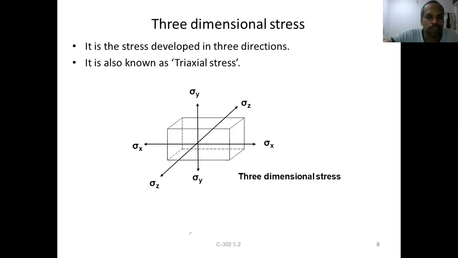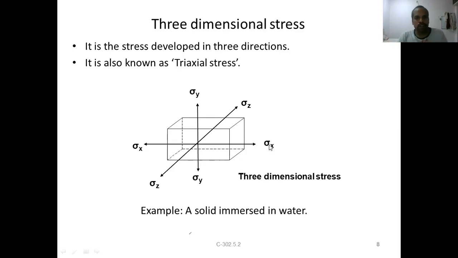Now let us see the third one, three-dimensional stress. It is the stress developed in three directions. It is also known as triaxial stress. All along three planes: X direction, Y direction, and along Z direction. All three directions. A solid immersed in water. A body is immersed in water. So in all three directions, the water pressure acts on the body. That is nothing but pressure, three-dimensional pressure.